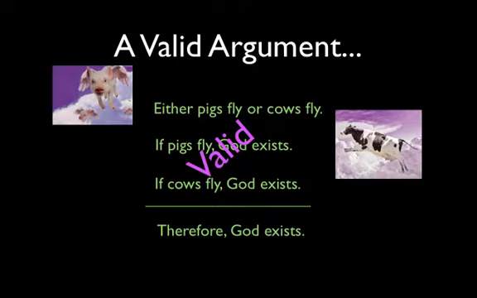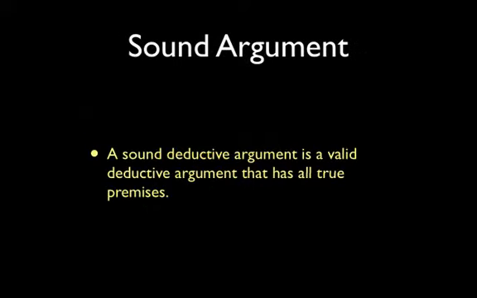A valid deductive argument is not compelling unless all of its premises are true, in which case we say we have a sound deductive argument. A sound deductive argument is a valid deductive argument that has all true premises.